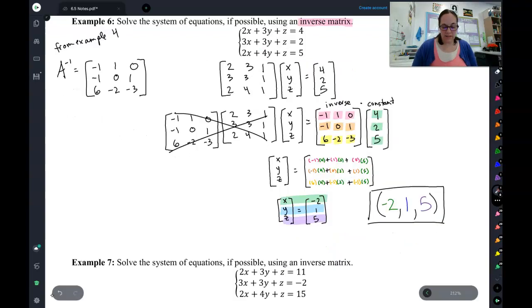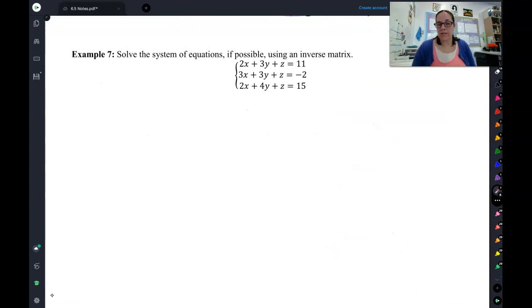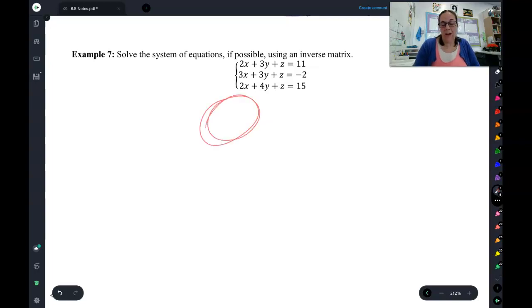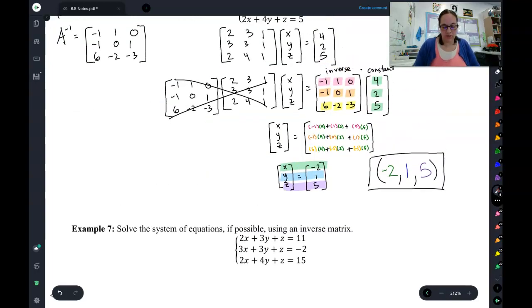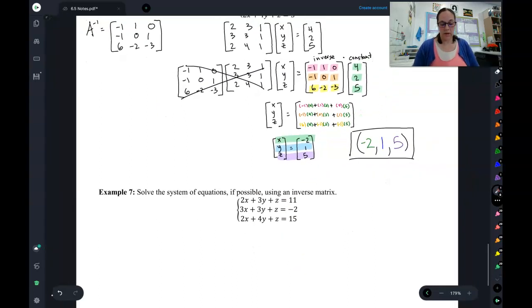Now that you've practiced this a little bit more, I would like you to try example 7 on your own. So write out our 3 matrices. You will notice that once again, you'll have the same coefficient matrix, 2, 3, 1, 3, 3, 1, 2, 4, 1, same as up here. So you can still use the same inverse matrix. You just have a new constant matrix this time. That one's different. So that will change your answers a little bit. So use the process we just went through and try to solve example 7 all on your own.